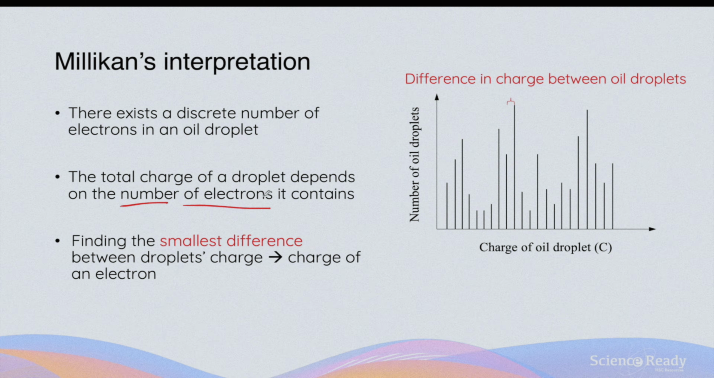Using this interpretation, Millikan found the smallest difference between the droplets' charges. So by looking at this diagram of sample results, if we can find the difference in charge between oil droplets, that corresponds to the smallest value that the charges were a multiple of. And if we can find this smallest value, we can then find the charge of a single electron.